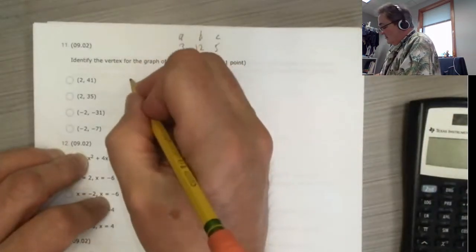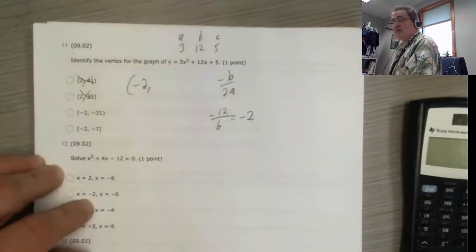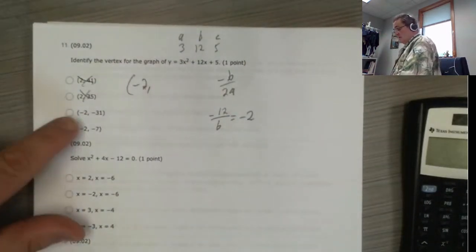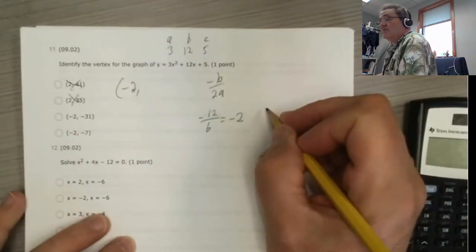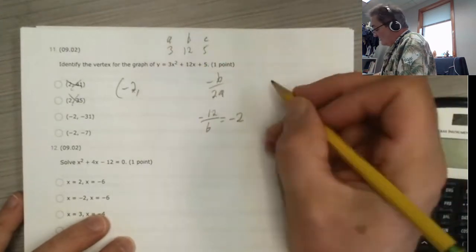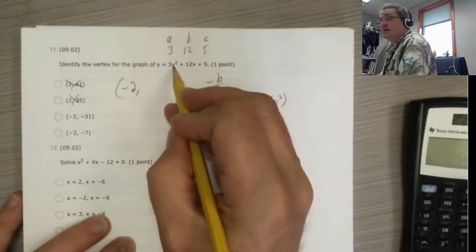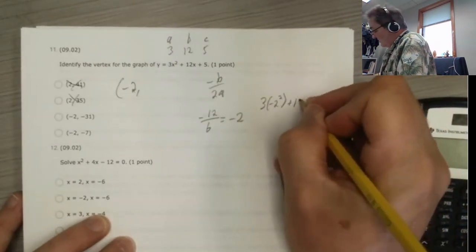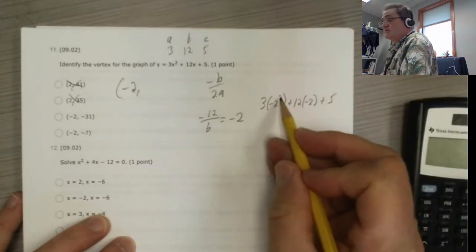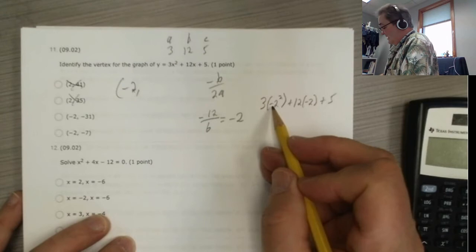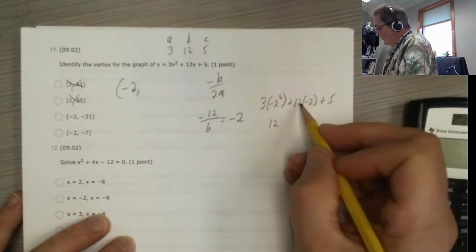So the vertex is going to be at negative 2 something. So we can cross out that one and that one. Those are positive 2. Got to be one of these. So now we go back to our original equation, and we will take this negative 2 and substitute it in. 3 times negative 2 squared, x squared, plus 12 times negative 2 plus 5. So negative 2 squared. What's negative 2 times negative 2? That's a positive 4. So 3 times positive 4 is 12.